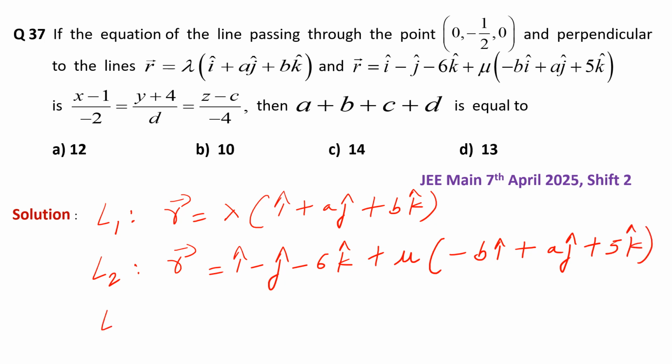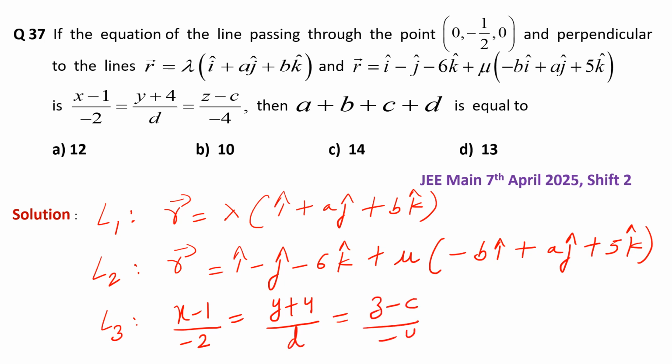And the equation of the third line is given in 3D form and it is (x - 1)/(-2) = (y + 4)/d = (z - c)/(-4). Right? Now students, we move further.